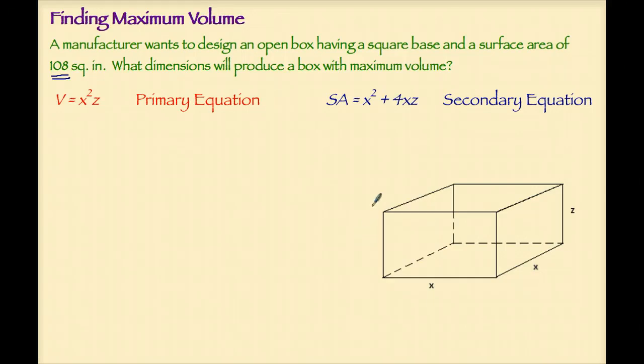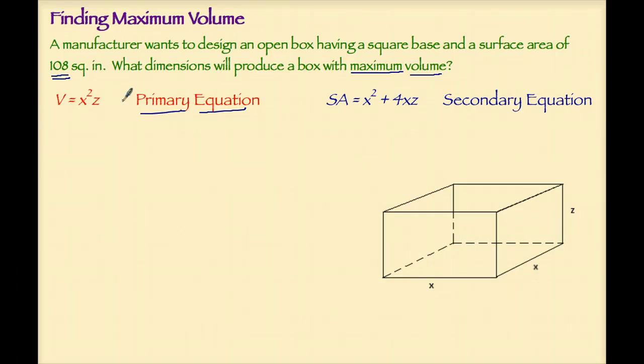Now notice that in this situation we have the volume being maximized. We always have to determine from the problem which quantity is being maximized or minimized. We construct an equation which will give us that quantity, and we call that our primary equation. In this case, since we're maximizing volume, the volume of this box would be x squared z. This is our primary equation, and this is the function we're going to take the first derivative of and set equal to 0.